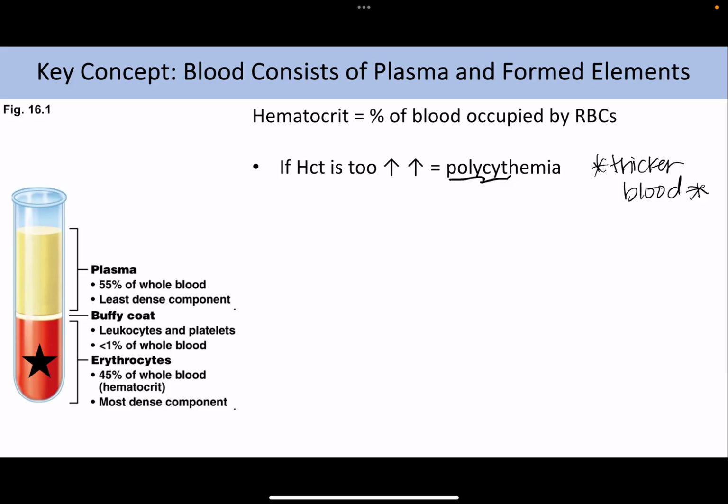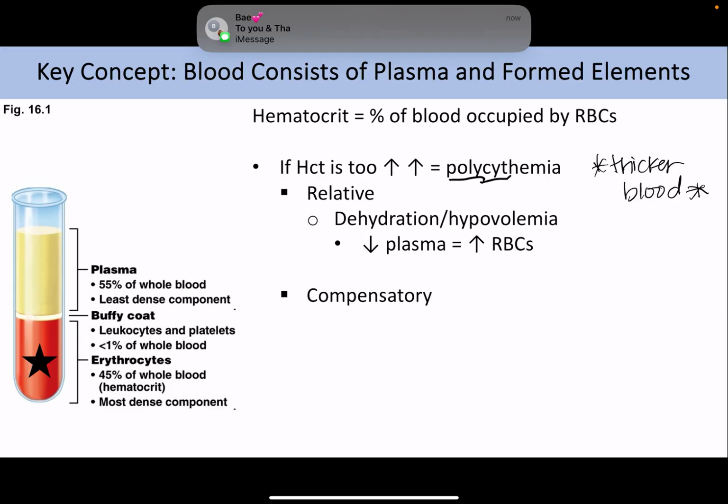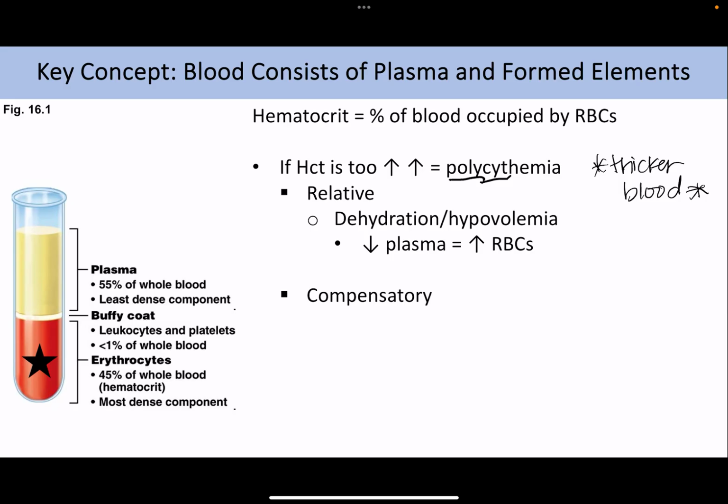Which, if you develop polycythemia as an adult, that thicker blood is going to cause more strain on your heart. Because your heart's going to have to pump harder to pump that blood the same distance that it did before it was thick. And so there are a couple different types of polycythemia. We have relative polycythemia, and then we have compensatory polycythemia. Relative polycythemia is caused by dehydration or hypovolemia, meaning blood loss.